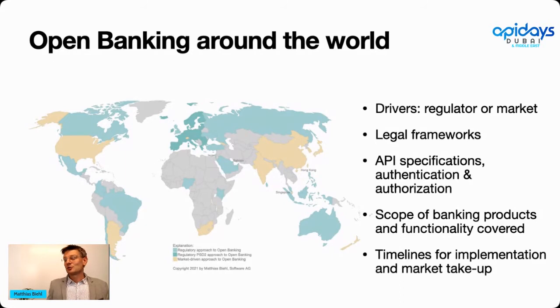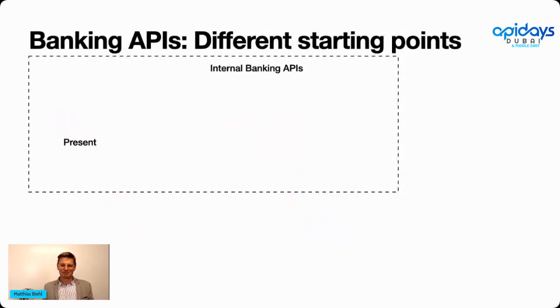Also, the scope of banking products is different from jurisdiction to jurisdiction. And also, very importantly, the timelines are different. The timelines for implementation. As you've heard, the UK implemented open banking several years ago, so we can learn from what they have learned by operating and implementing open banking.